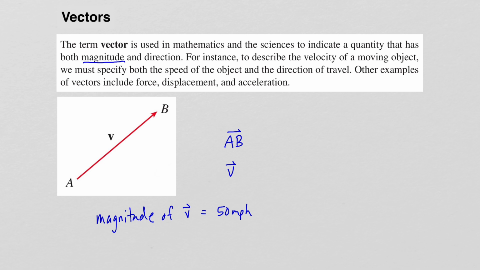And we do have notation for that. Magnitude of a vector can be represented by using absolute value symbols. And so this would represent how fast the car is traveling. And then, of course, the direction, we can use a lot of different ways to describe the direction, such as north, south, east, west, etc., or a bearing or a heading. But a vector has magnitude and direction.